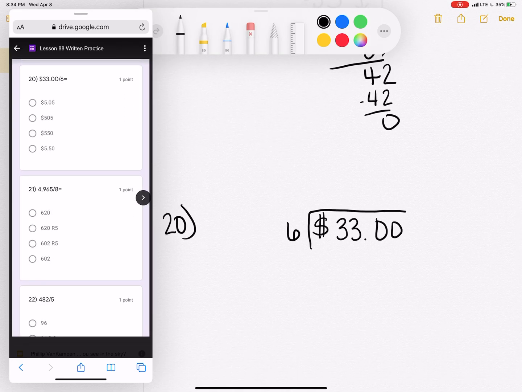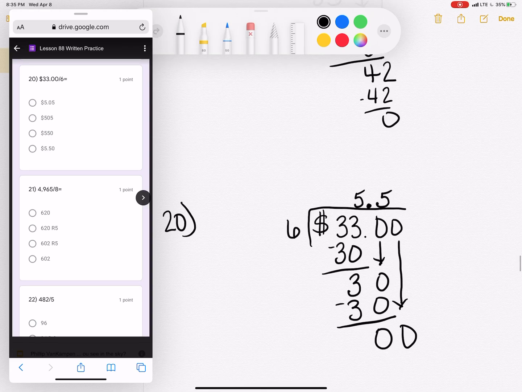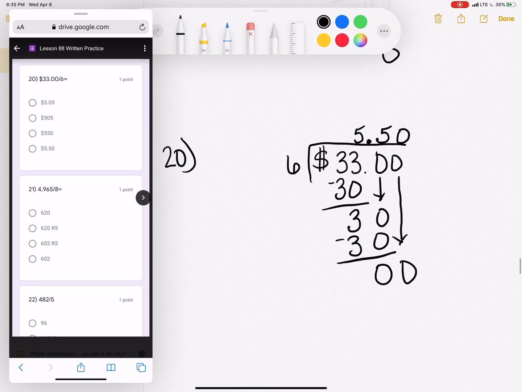Number 20. 33 divided by 6. 6 times 5 is 30. 33 minus 30 is 3. Put your decimal right after your 5. Bring down a 0. 5 times 6 is 30 again. This time, no remainder. Still bring down that 0. How many 6s are in 0? Easy, that's 0. No remainder. 5.5.